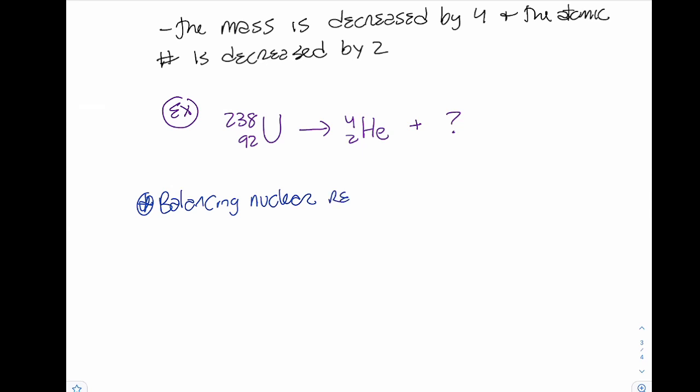we can't balance atoms anymore, right? Remember, oftentimes, sorry, I should say that differently. We can't balance elements anymore, right? Often we're producing different elements. What we're going to do is balance protons and neutrons. So instead of conserving atoms, we're conserving subatomic particles. So protons and neutrons are conserved.